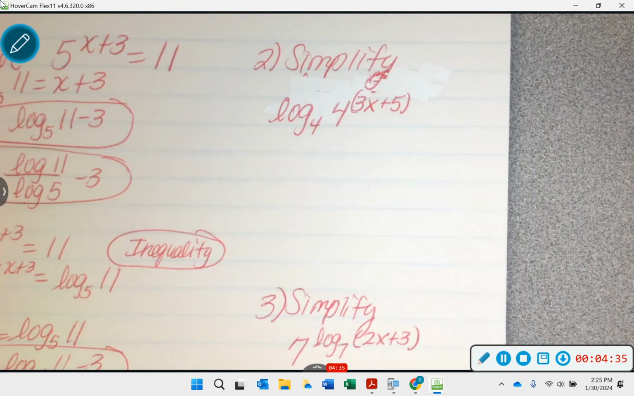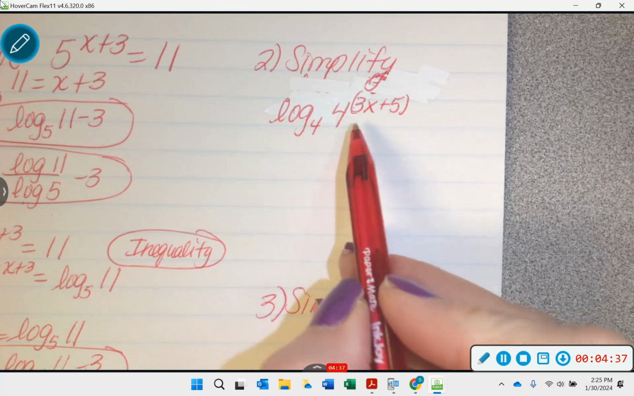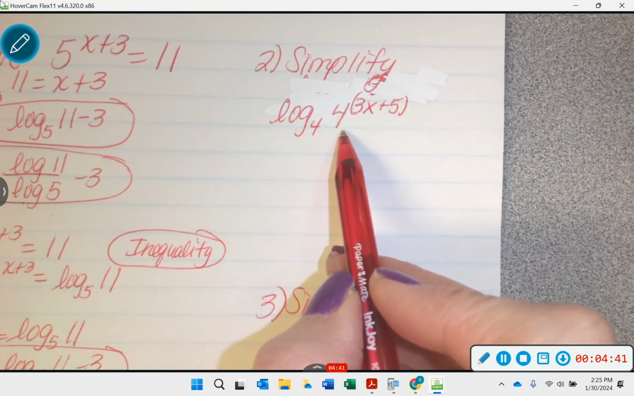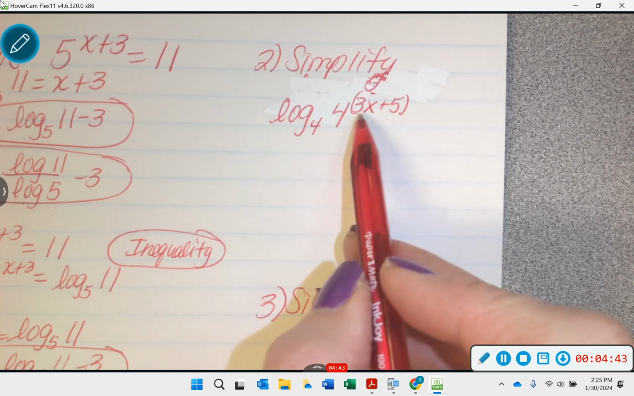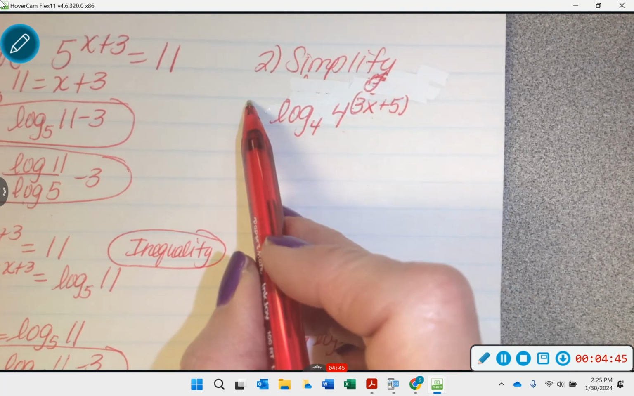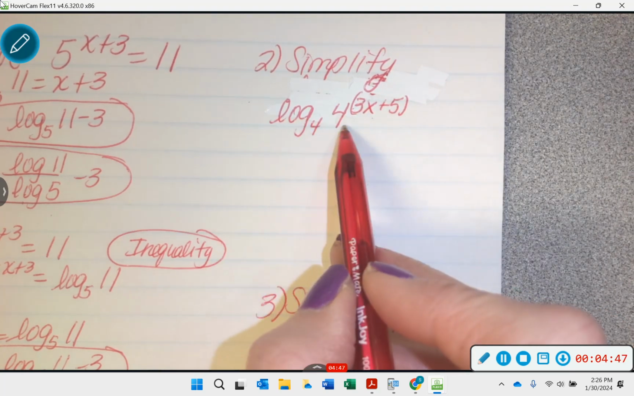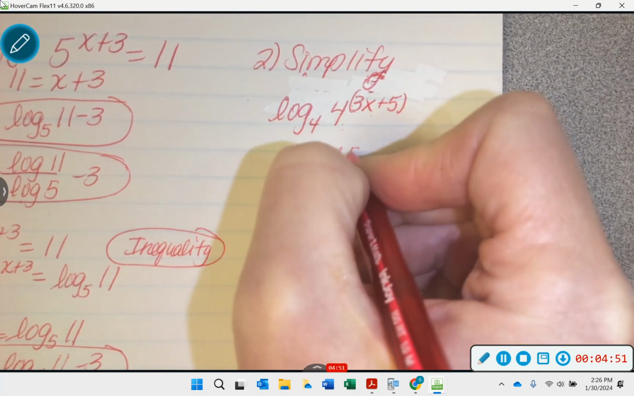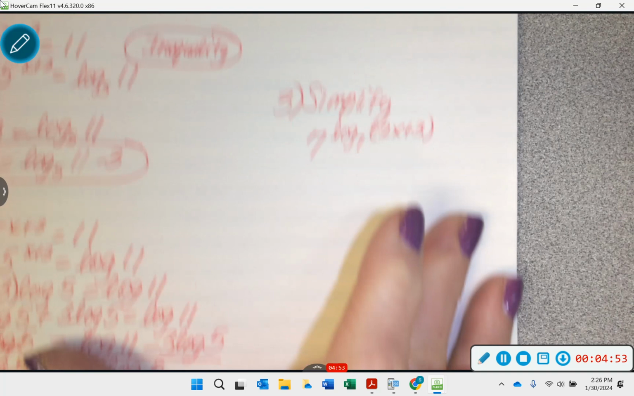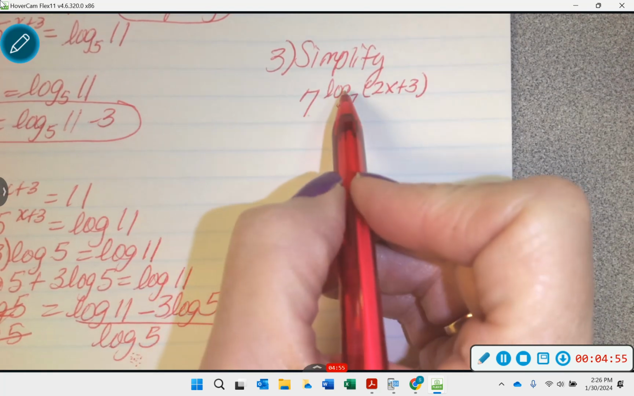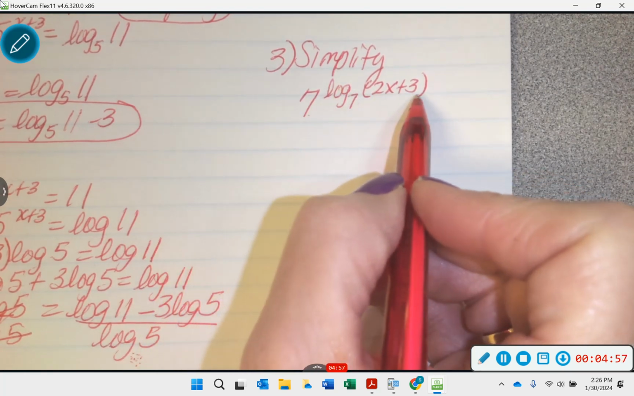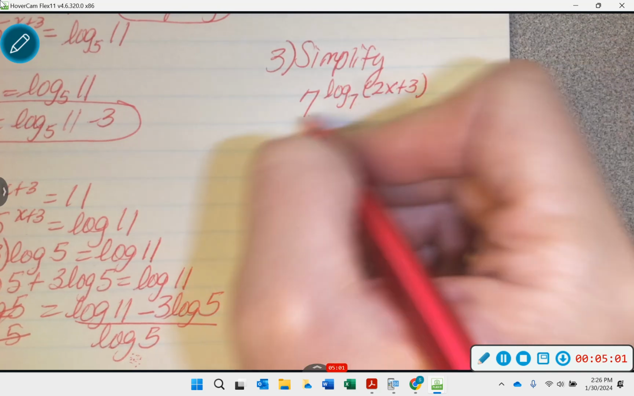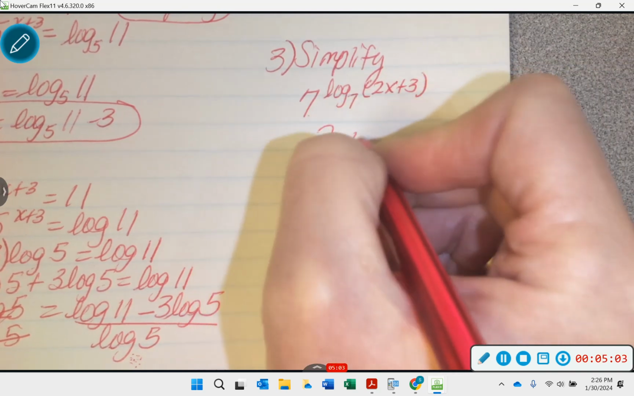All right, back up here. What's the answer to this going to simplify just to be? 3x plus 5. If we have an exponent, it becomes a coefficient. What's log base 4 of 4? 1. So this is just 3x plus 5. Okay, what about this one? If we have 7 raised to the log base 7 of 2x plus 3, what's that just going to be? 2x plus 3 because those are inverses.